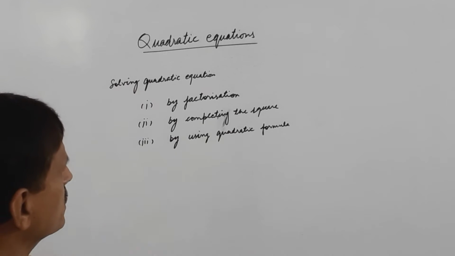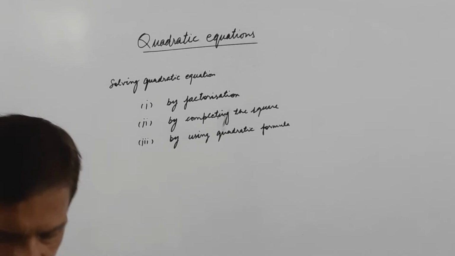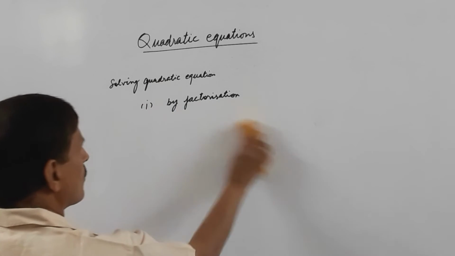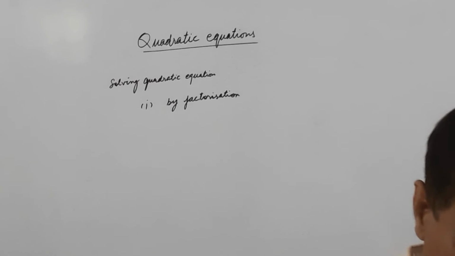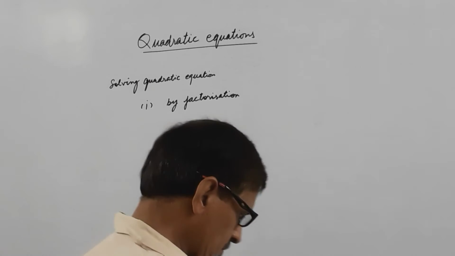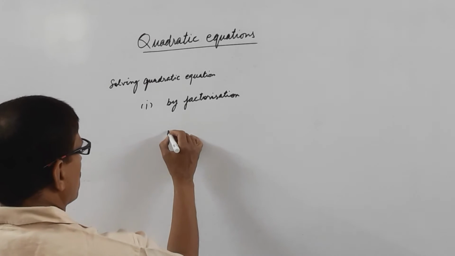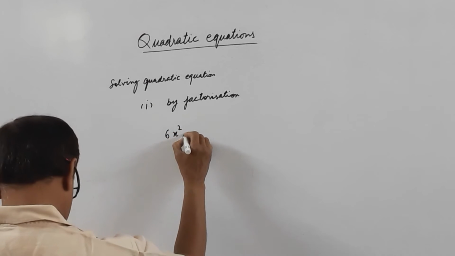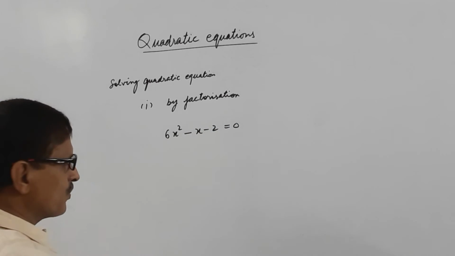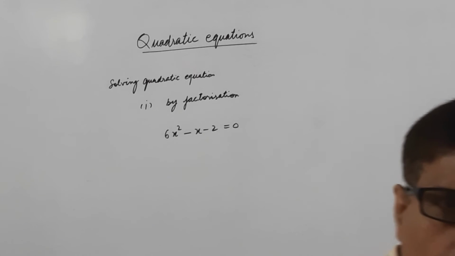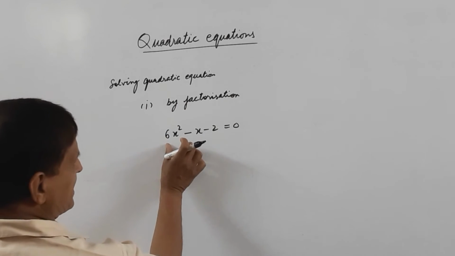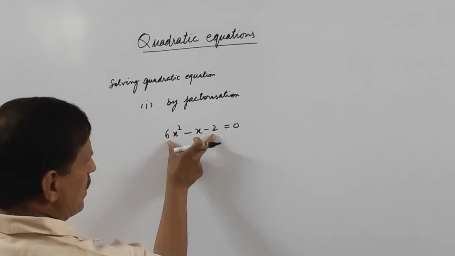We will first discuss the factorization method to solve the quadratic equation. We consider a quadratic equation 6x square minus x minus 2 is equal to 0. In order to solve it, we first multiply 6 with 2, that is minus 12.